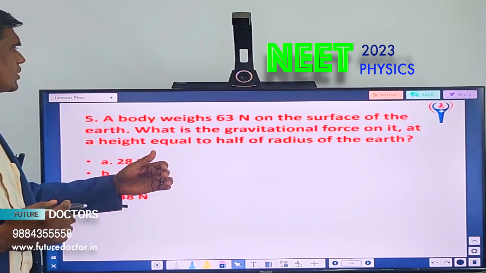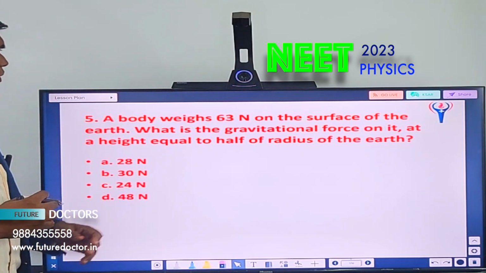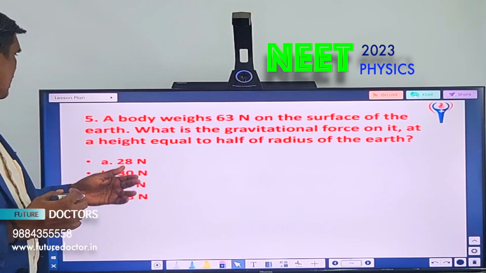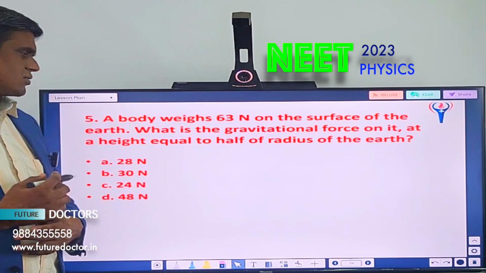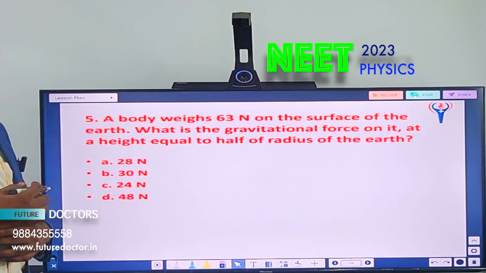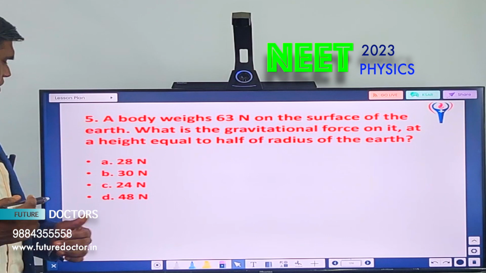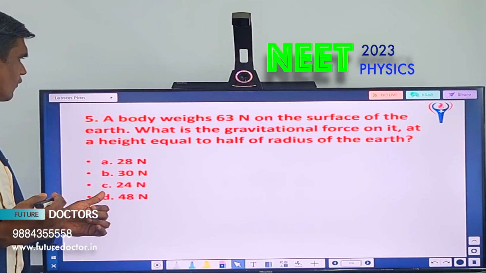A body weighs 63 Newton on the surface of the Earth. What is the gravitational force on it at a height equal to half of the radius of the Earth? A option 28 Newton. B option 30 Newton. C option 24 Newton. D option 48 Newton.